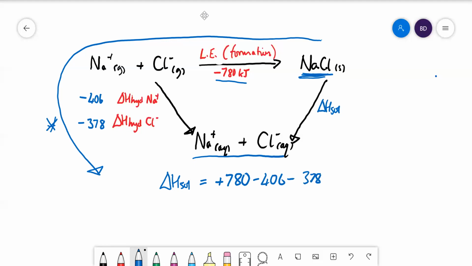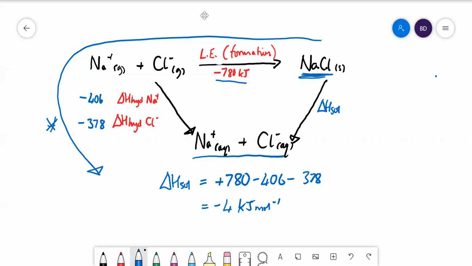And if you do that, what do we get as the answer? That is equal to minus 4 kilojoules per mole. So ever so slightly exothermic, not much at all. So when you dissolve sodium chloride in water, you don't notice any temperature change at all.